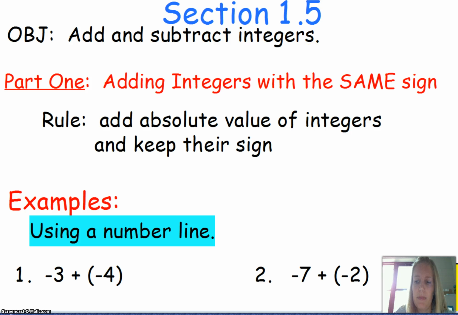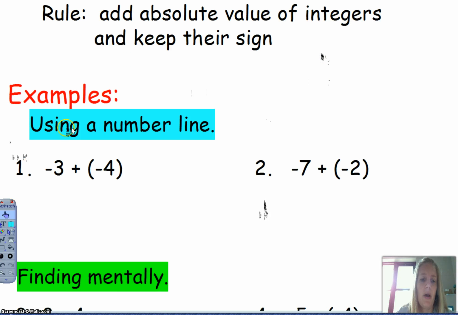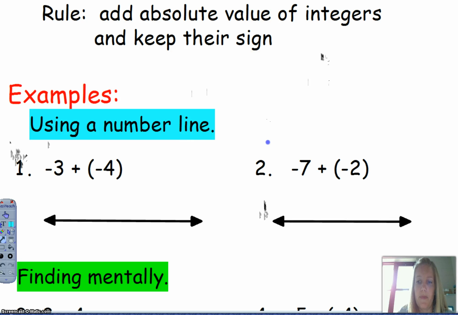Number 1, we have -3 plus -4. Now, these ones, I would like you to use a number line, so you need to make a line on your paper, and you should be writing down the problem. Then you need to make a line. And since I have my number line out, I'm going to do it for number 2 as well.